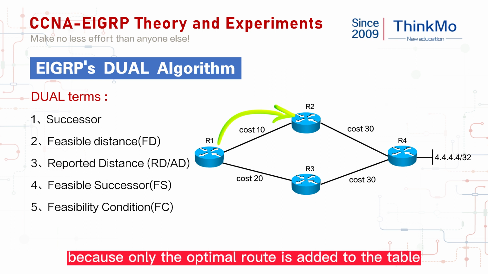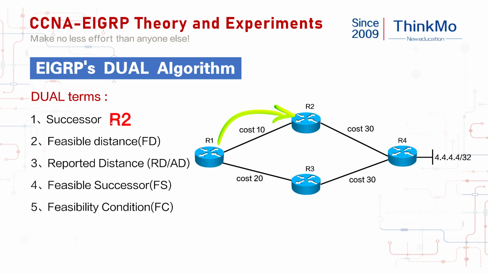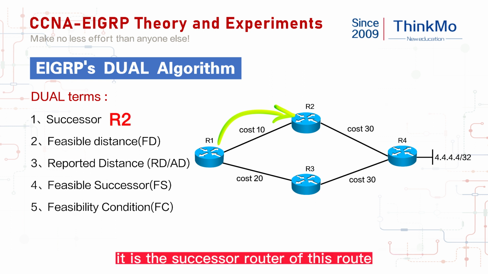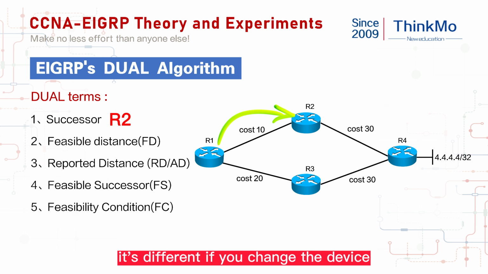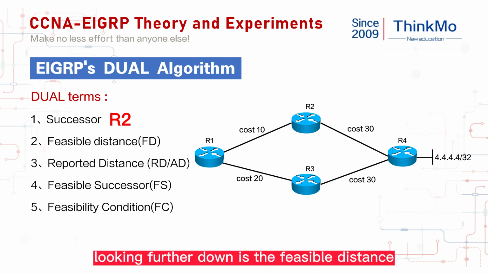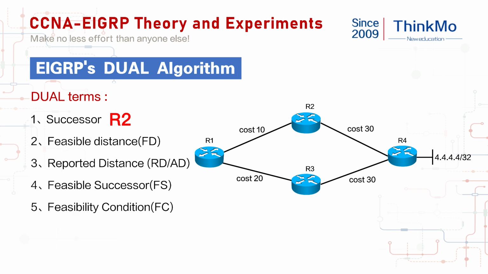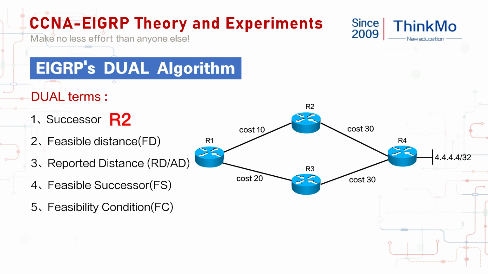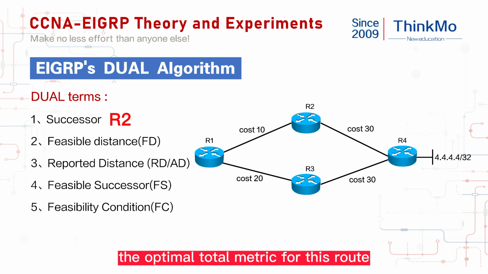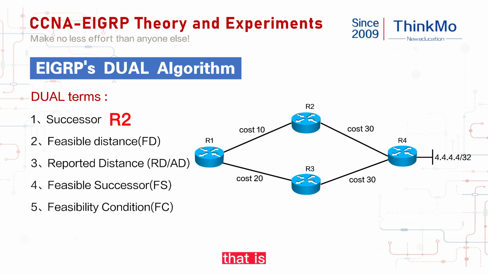R2 is the successor router to the route entry 4.4.4.4 on R1, because only the optimal route is added to the table. It is the successor router of this route. Certainly, this is all for R1. It's different if you change the device. Looking further down is the feasible distance. From R1 to destination network 4.4.4.4, the optimal total metric for this route is 30 plus 10 equal to 40.